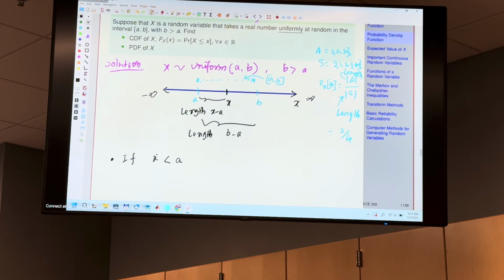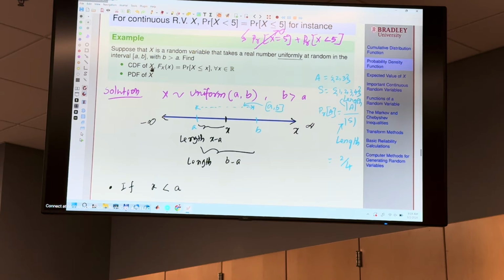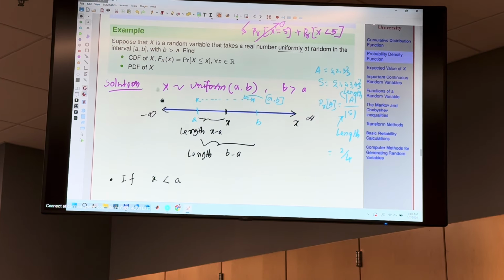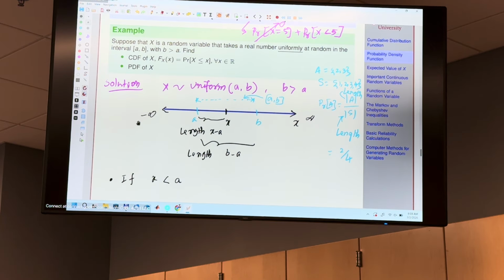Here the random experiment is that x has to be chosen between a and b. The number has to be chosen between a and b. Outside this range, it's an impossibility. Now, I need to find the CDF.